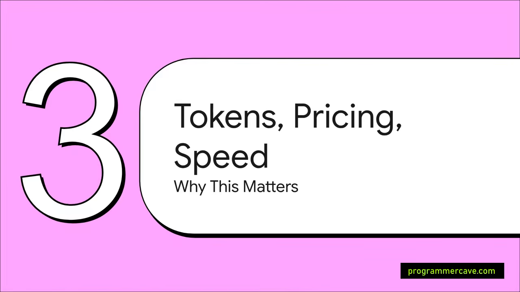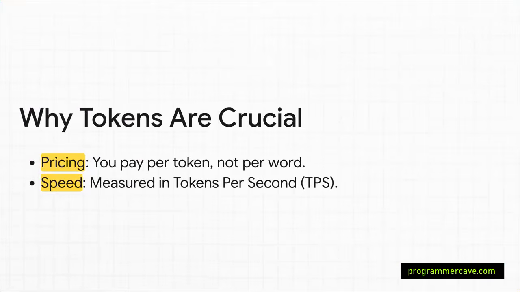All right, so AI's thinking in tokens. Big deal. Why should you care? Well, this is where it gets real for your wallet and your patience. It all comes down to 2 things: pricing and speed. So here's the bottom line. Every single time you use an AI model, you are paying per token. Let me say that again, per token, not per word, not per letter. And when we talk about how fast an AI is, the measurement is tokens per second, or TPS. It's all about how many of these little chunks it can spit out every second.